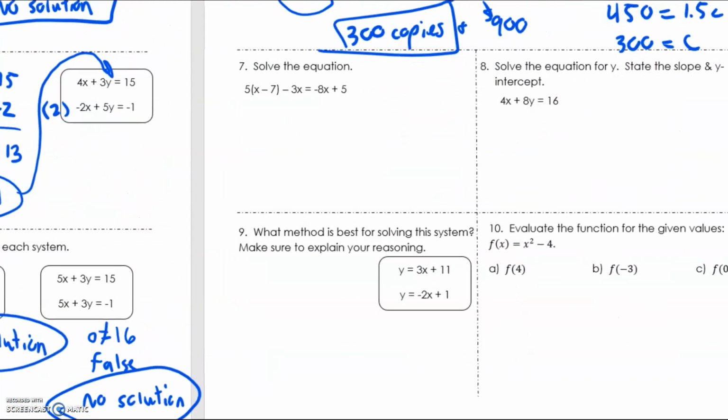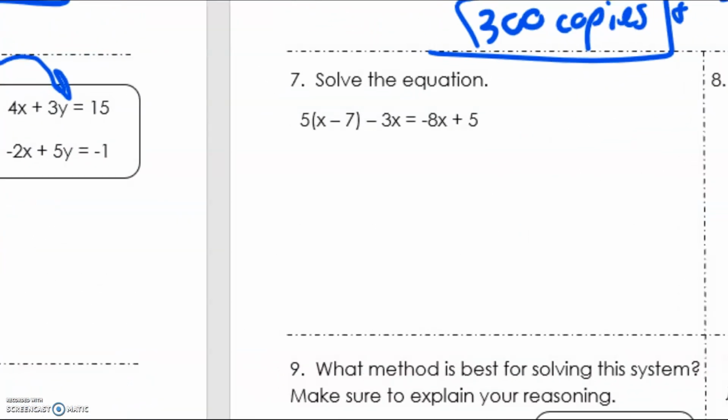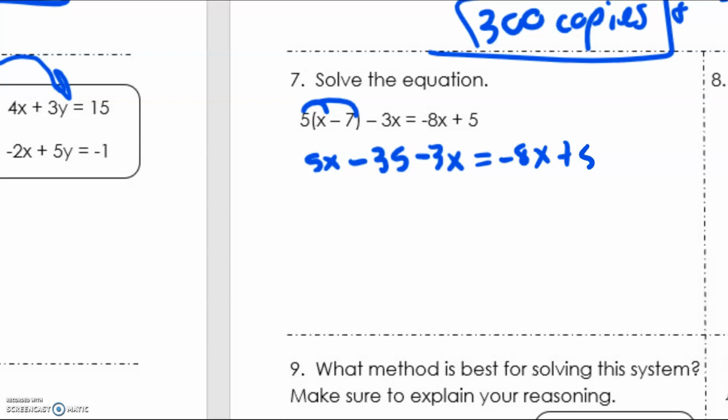All right, next, these ones are just review questions. Okay, solve the equation. So here, we're just solving. I'm going to start by distributing. So 5x minus 35 minus 3x equals negative 8x plus 5. Combine like terms. 2x minus 35 equals negative 8x plus 5.